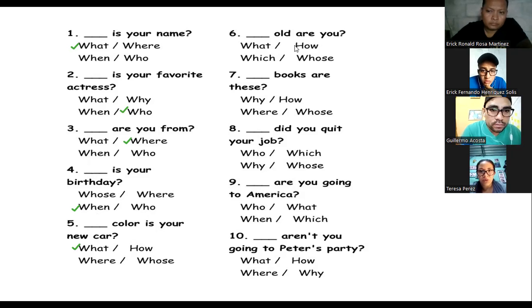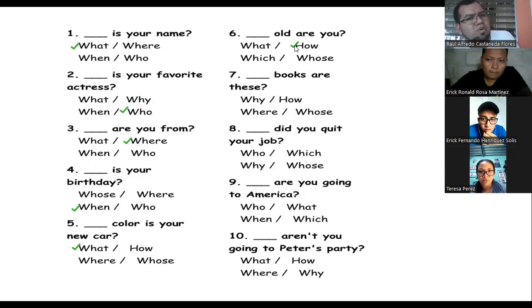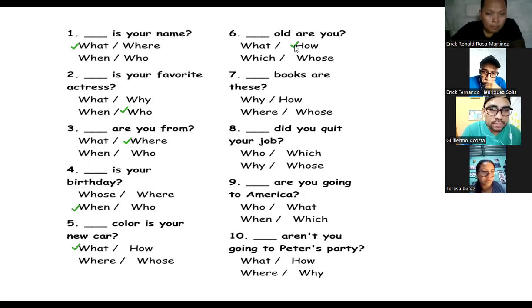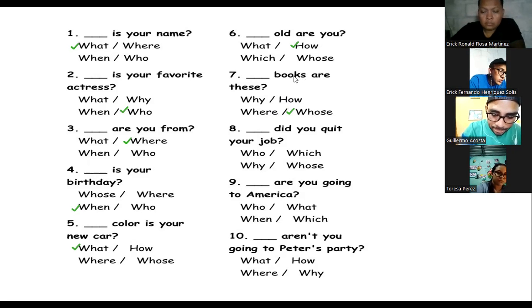How are you? Miren, en inglés para preguntar la edad, la pregunta, vea, literalmente diría que tan viejo eres. But, ¿qué edad tienes? Se dice, how old are you? Number seven. Vaya, en esta no la hemos visto todavía, pero es whose. ¿Qué significa de quién? Es para preguntar de quién es algo. ¿De quién son estos libros? Whose books are these?